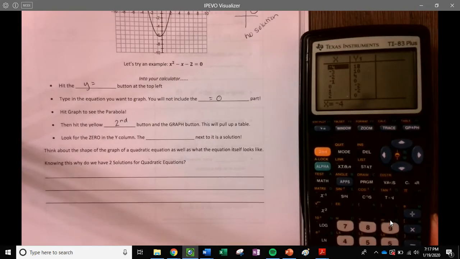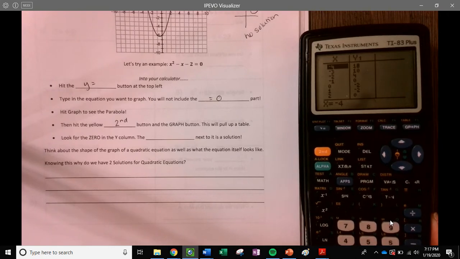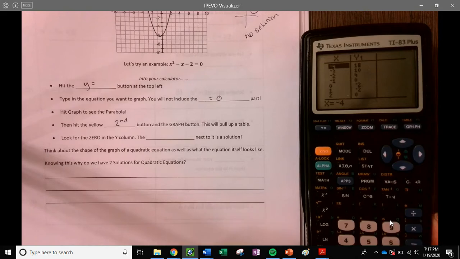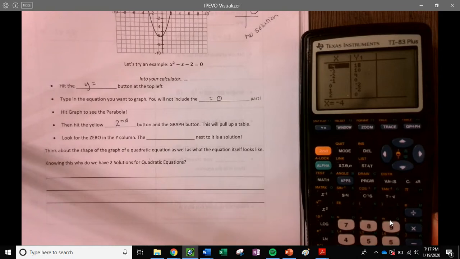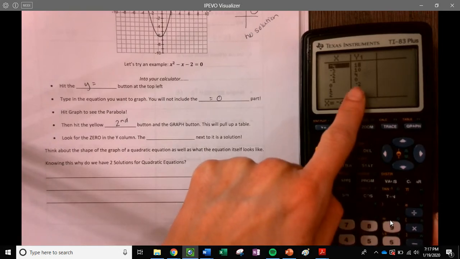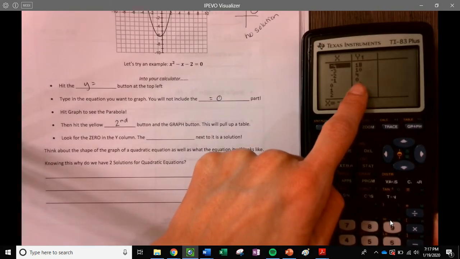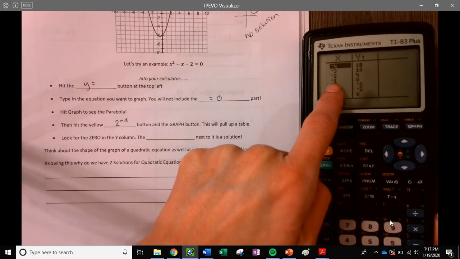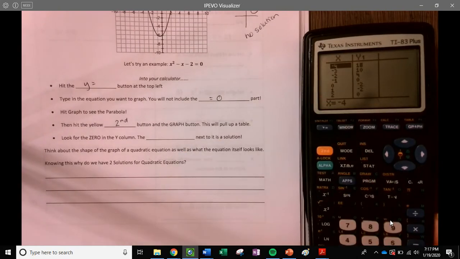You want to look for a 0 in the y column. A 0 in the y column means that you have not moved up and down vertically off of the x-axis. It means that in that ordered pair, your y value is 0. So you're on the x-axis. You're on that horizontal line. So if I've got a 0 in the y column, that means that the point is hitting the x-axis at whatever number corresponds. So in this case, the number next to it is the solution.